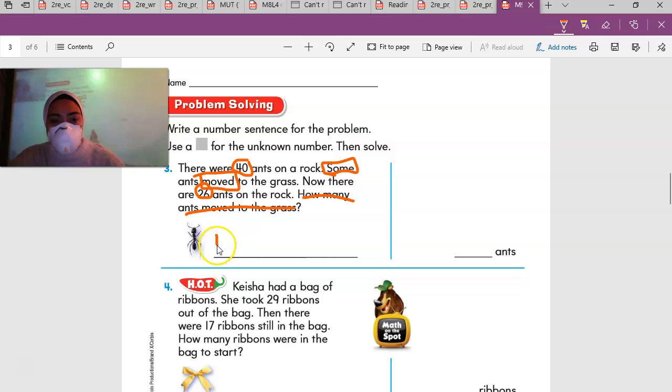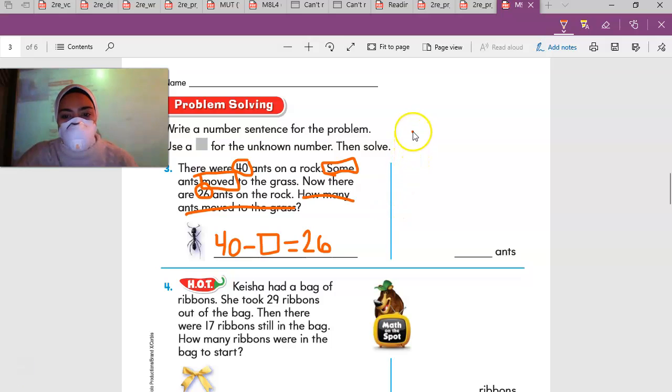So there were 40 ants. The first number is 40, so the first number in my number sentence will be 40. There were 40 ants on a rock. Some ants moved away. I don't know how many, but I know some moved away. So take away empty box. Now there are 26, equals 26. How many ants moved to the grass? Then you're going to solve it, elevator, escalator.